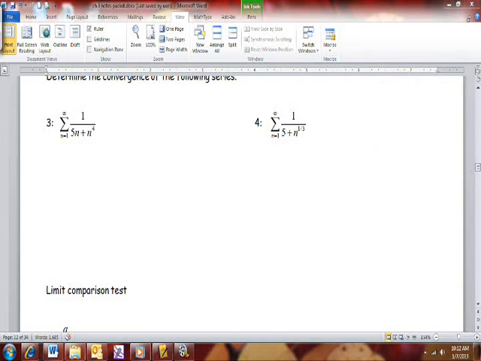All right, here we go. So let's say we've got number 3. What we want to compare it to is we want to look at the highest degree. This looks like a p-series for a 4. Problem is it's got that 5n. So this is our a sub n, and we want to compare it to our b sub n, which is going to be 1 over n to the 4th, and which converges.